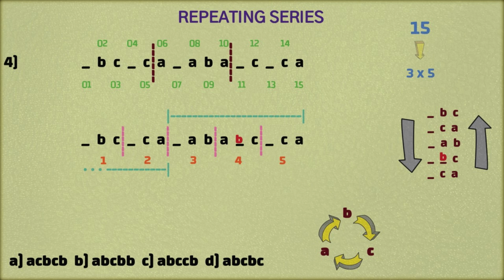So the arrangement of letters in group 4 is going to be same as the arrangement of letters in group 1. Thus, we can say that the first blank space is taken up by the letter A. Now, let's try to look at all the letters in all groups and try to deduce the cyclic relationship between these letters. So the first group has the arrangement of A, B, C.